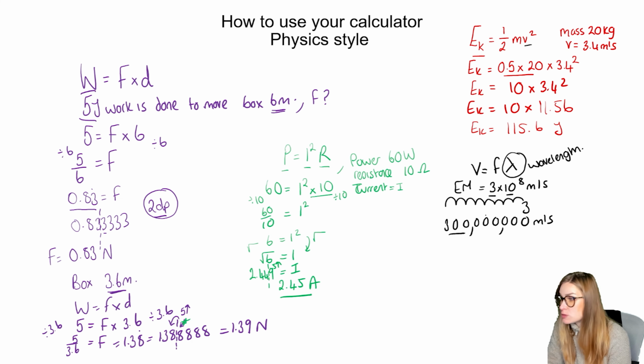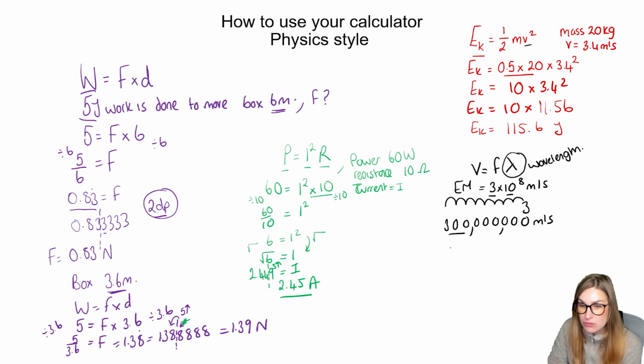So, like the speed of light, or the speed of all EM waves in a vacuum. Let's say we're looking at radio waves. Most people have a radio in the car. Let's say the wavelength of our radio waves is 4 meters, and I want to know what the frequency is.